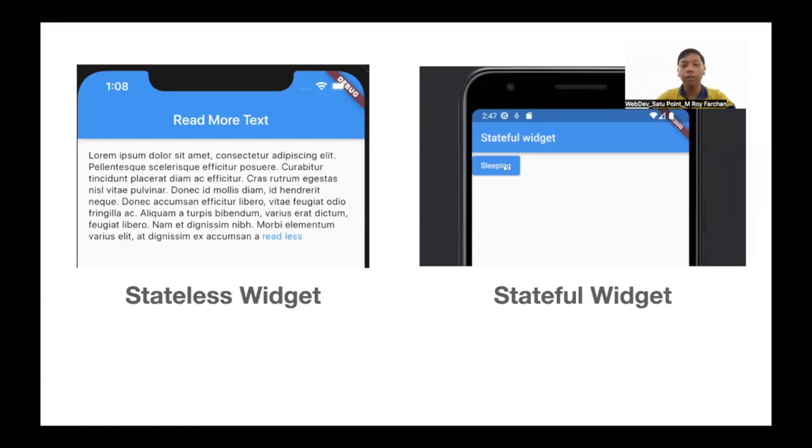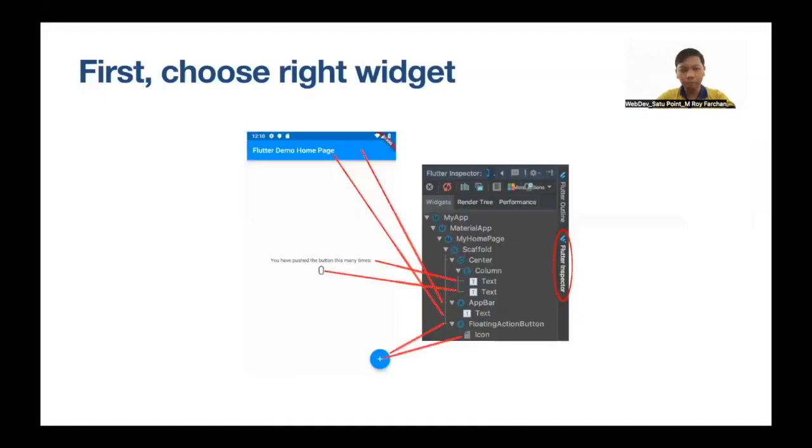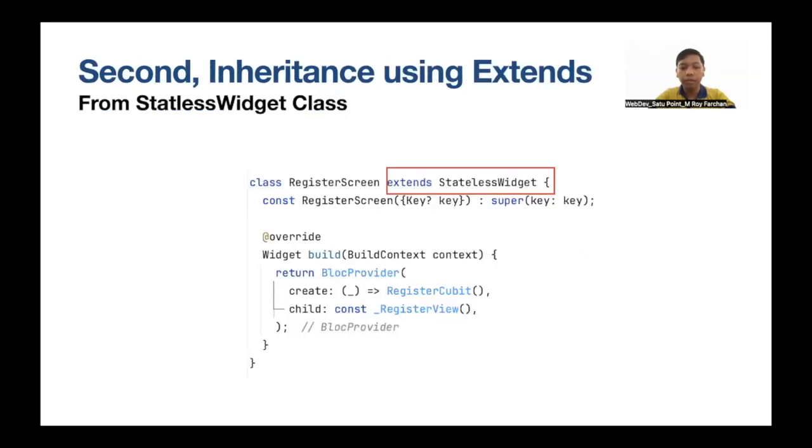And then how to use the stateless widgets? First, choose the right place. If you have a complex widget, choose the right place when you use a stateless widget. You must select the part of the code that does not require dynamic state change. Second, as usual, if you are using a stateless widget type, you must extend the class with StatelessWidget like this, and you cannot use the setState function.